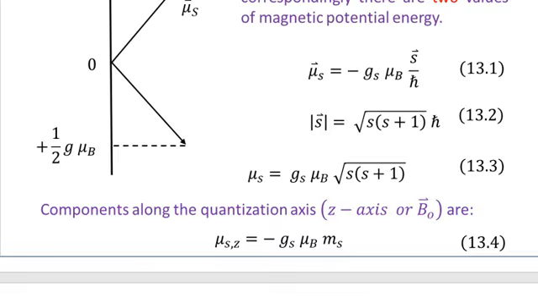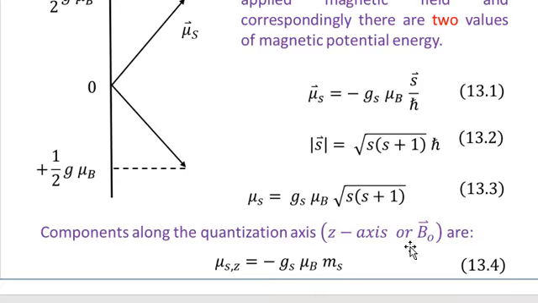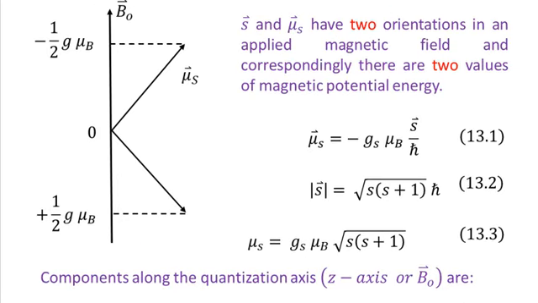And due to that, you can see that if you put the value of ms equal to plus minus half, then of course the z component, which is equal to minus half g times mu B and plus half g, or gs, times mu B, is satisfied, or is explained.